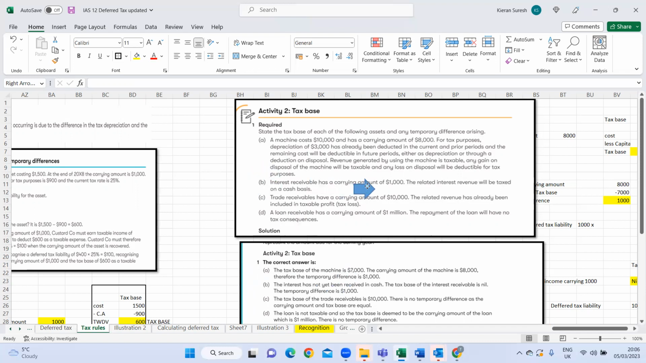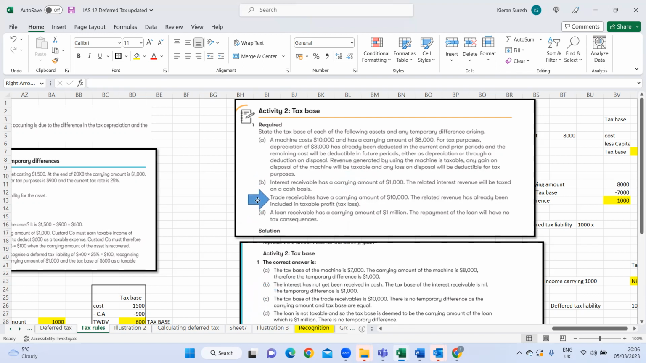Interest receivable has a carrying amount of 1,000. The related interest revenue will be taxed on a cash basis. So on my books I would have an interest receivable, which means I'm expecting an amount. On my balance sheet, I would have an asset with a carrying value of 1,000. Tax authorities would not have that asset; they would only receive cash. So there is no carrying value in their books for this asset that I have declared. So their tax base is 0, nil, and the temporary difference is 1,000. Again, a taxable temporary difference.